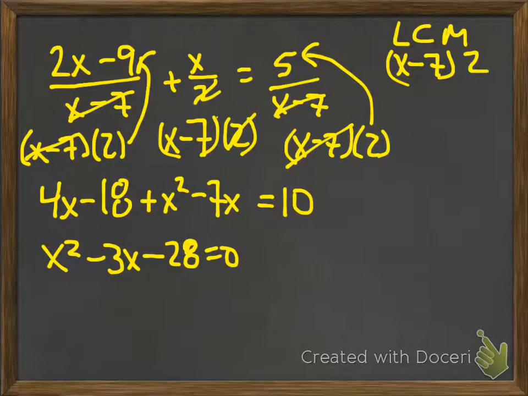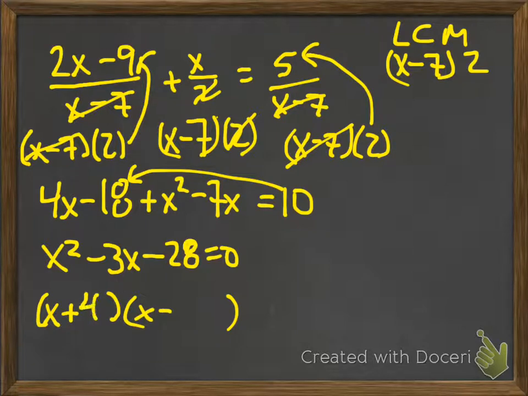And again, because 4 minus 7 is negative 3, move the 10 over, it'll be negative 18 minus 10, which would be negative 28. Minus minus is a plus. (x plus, x minus) should be 4 and 7. 4 minus 7 gives me negative 3. Plug those in, solve, you get x equal to negative 4 or x equals 7.